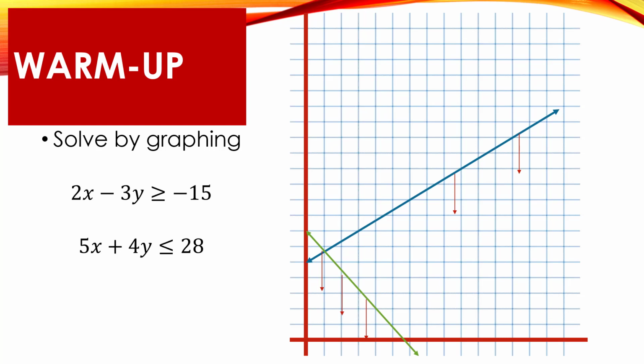y is less than or equal to 2/3 x plus 5, and y is less than or equal to negative 5/4 x plus 7. And since it was less than or equal to for both, we wanted our arrows of shading to go down from both lines. So really our overarching solution is anything that falls in this area down here. All of those are possible solutions to this set of inequalities.